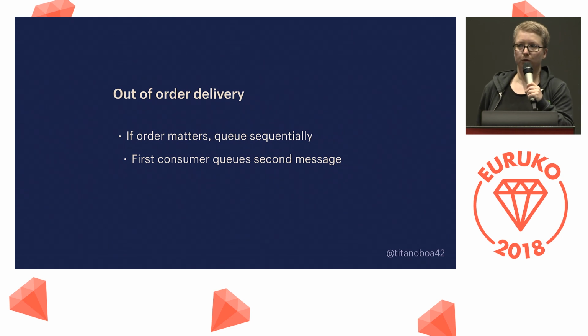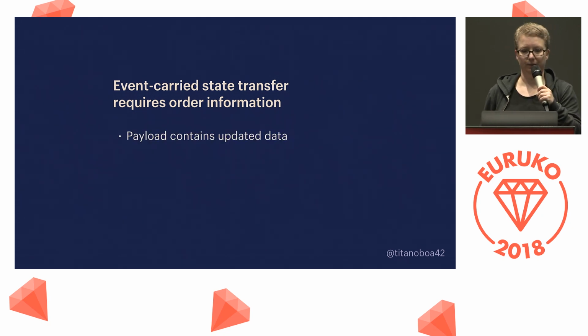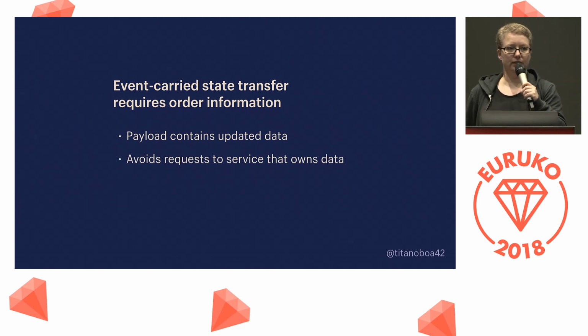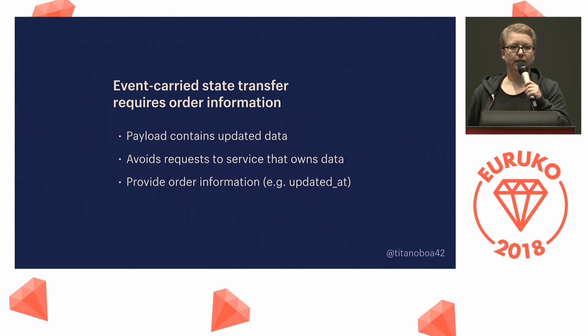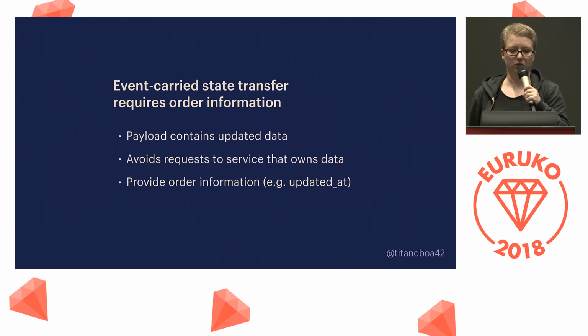There are two different approaches to propagating updates with event messages. And one is sometimes referred to as event-carried state transfer. In this case, the payload of the message contains the updated data. The service receiving the message doesn't have to make any request to the service owning the data, but we need to include some information that allows the consumer to figure out the correct order of events without relying on the order of messages. That can be a simple timestamp, but the messages might be processed out of order, so we cannot rely on the order alone.